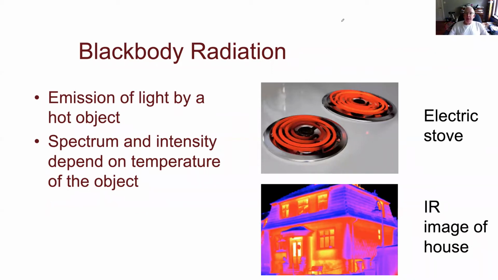So we say blackbody radiation. That's a strange phrase. It's not something people talk about all the time. What it really means is just light or radiation being given off by any object as a result of its temperature, okay?